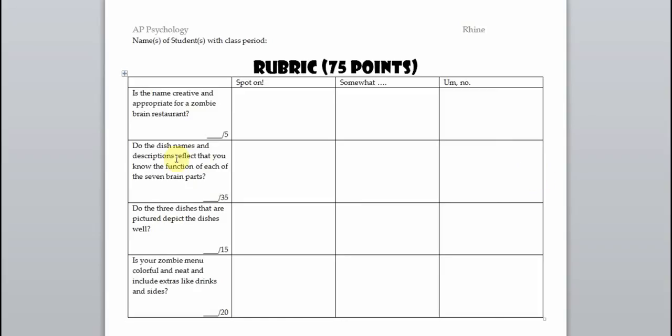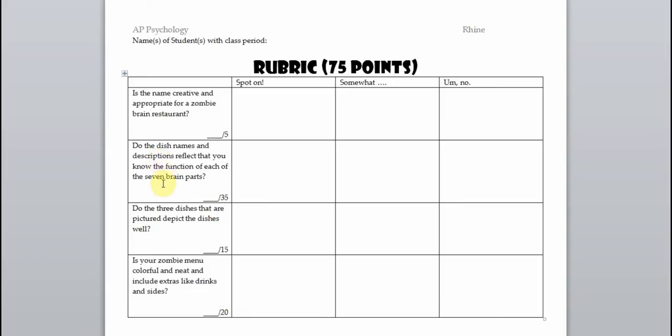So a breakdown of how scores are going to be laid out. First of all, points are going to be awarded for the name of your restaurant. It needs to be a creative name, and it needs to be an appropriate depiction for zombies eating brains. Okay, so it has to make sense, essentially, for the theme of our restaurant.